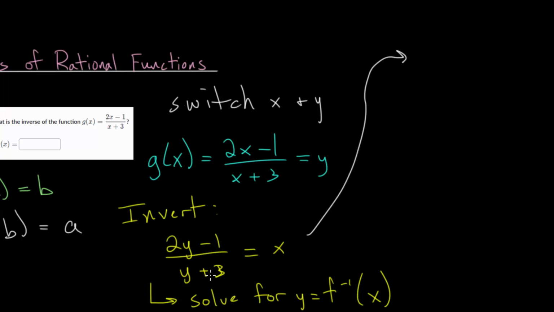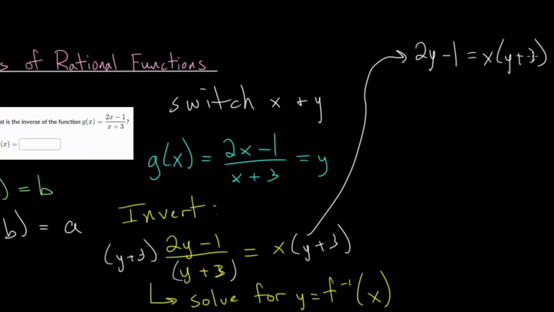And our first step, notice we have y in the denominator. We have this rational equation that we want to solve for y. So to get y out of the denominator, we are going to multiply each side by that denominator. And we'll just assume that y cannot be negative 3 here. And by multiplying both sides by the denominator, on the left-hand side, they will essentially cancel each other out. And we can rewrite this as 2y minus 1 is equal to x times (y plus 3).